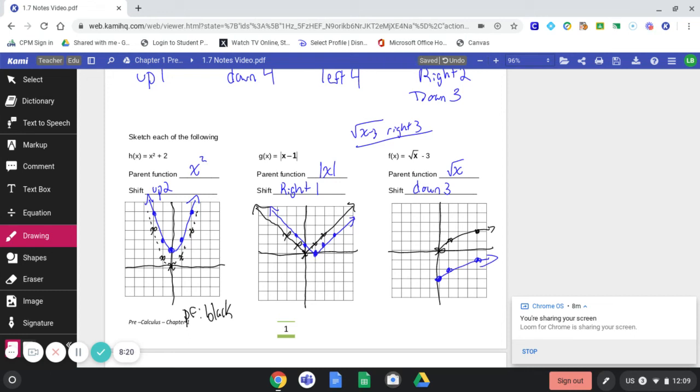Your final answer, if these were problems for a quiz or a test, would just be the blue function. That black one, again, is just that parent function. So you should be familiar with these anchor points, the vertex where you would start, and maybe 1 or 2 other extra points.